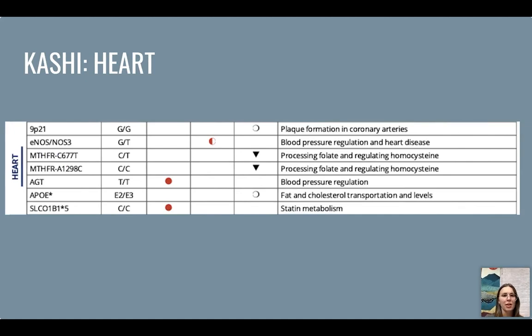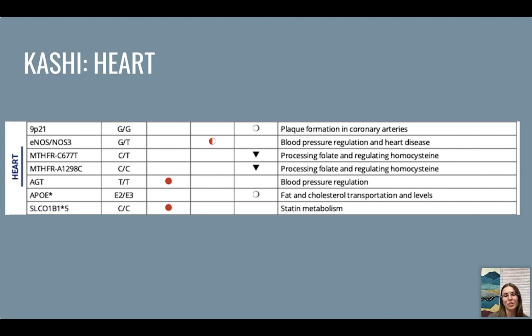So now onto the heart. So we have the 9p21 gene, and this helps to determine risk for plaque formation or blockage in the coronary arteries. These are the arteries that supply our heart muscle with blood and oxygen. If these arteries are significantly blocked, the heart can't get enough blood, and it actually causes a heart attack. So basically a heart attack is lack of blood flow from these vessels, those coronary arteries.